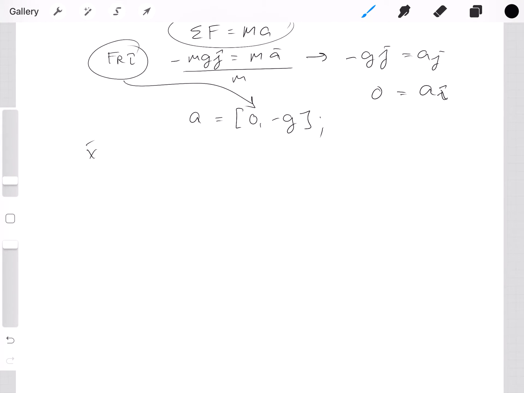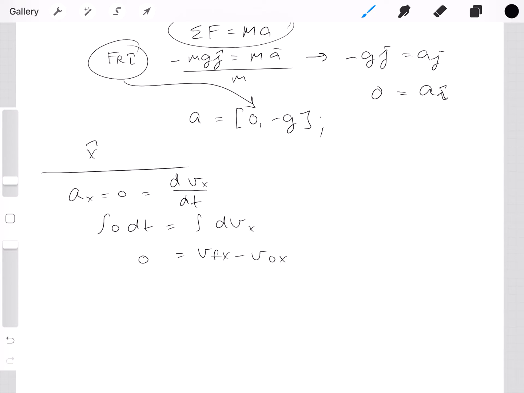We're going to start in the x direction. It's easier because it is 0. So a_x equals 0. We also know that a equals dv_x over dt. If you were to integrate 0 dt equals dv_x, then you get 0 equals v_f of x minus v_naught of x. If you were to solve for that, then you'll find that the final velocity will equal the original velocity. And that equals dx over dt.